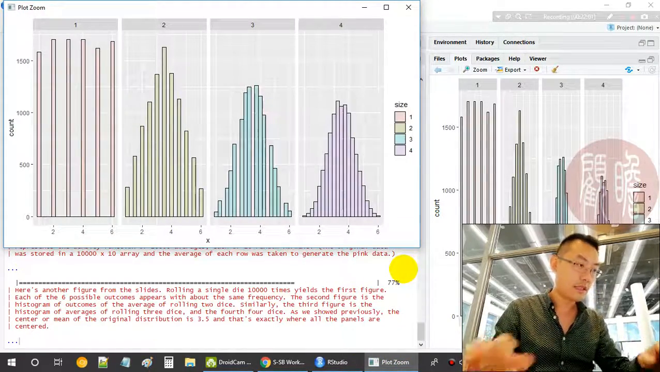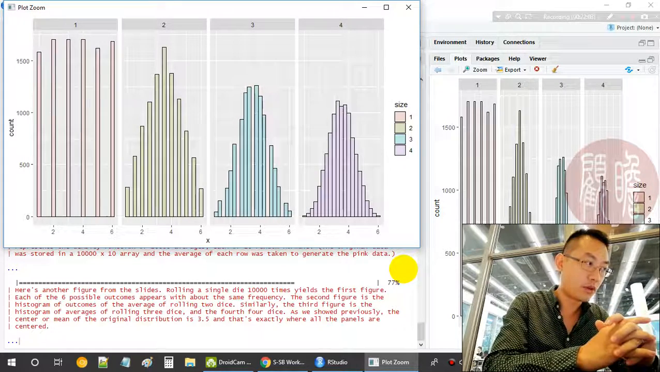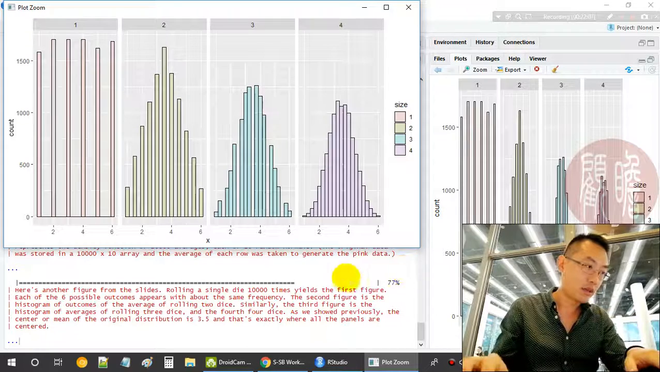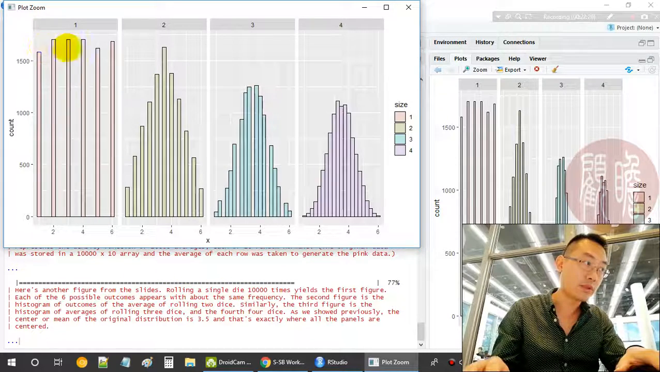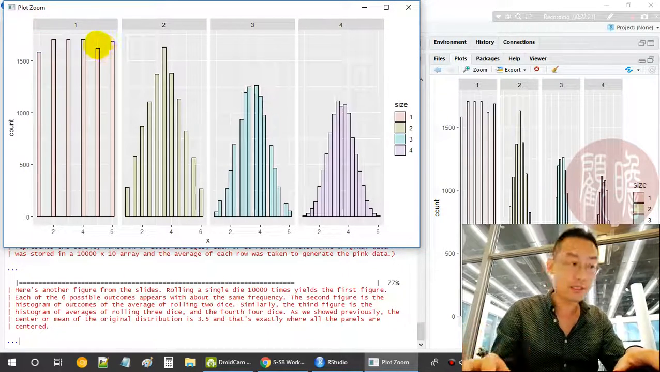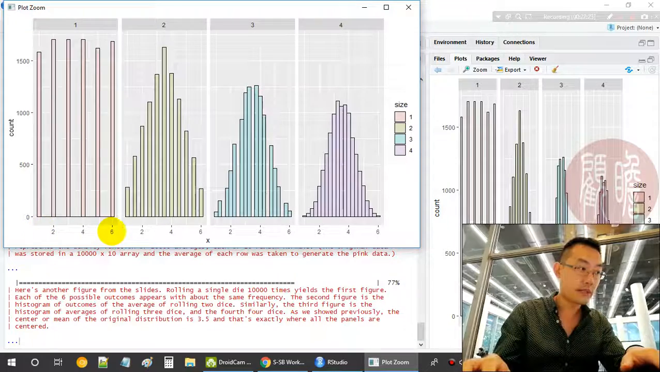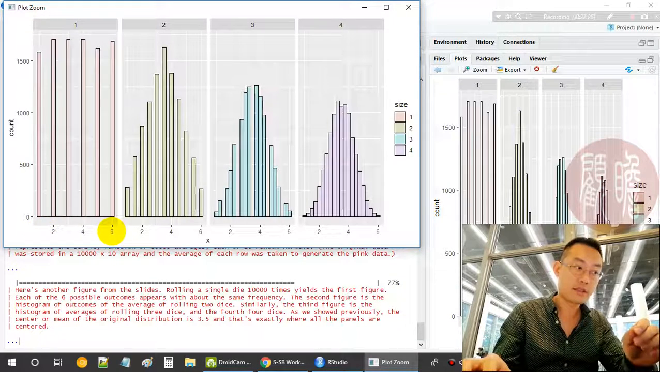Okay, this is another example. We roll dice. We roll many dice. Rolling a die 10,000 times yields the first figure. Each of the 6 possible outcomes appears at about the same frequency because the die has 6 faces. So face 1 to face 6 appear the same.